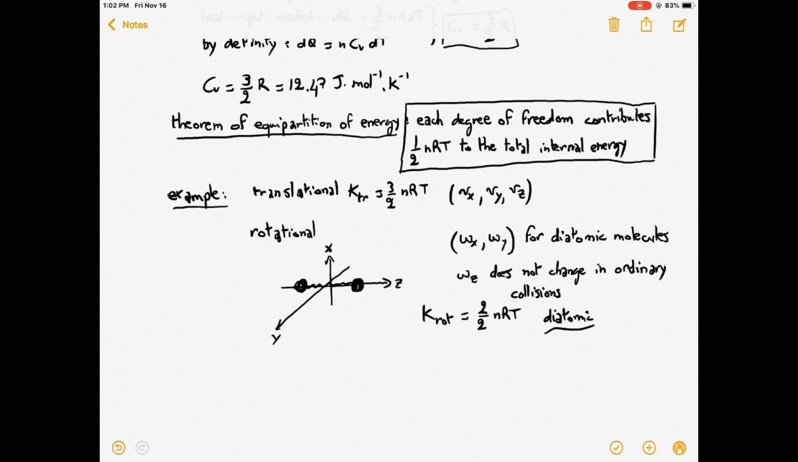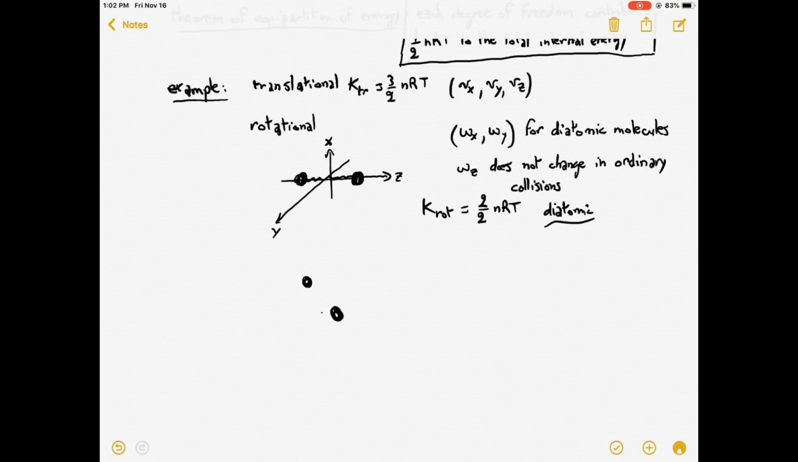If you have a polyatomic molecule, let's say a molecule like this, then rotation along this axis, or along this axis, all of them have to be counted because they can be modified during collisions. And so we are going to have 3/2 nRT corresponding to the 3 degrees of freedom of rotation along x, y, and z. So that is for polyatomic molecules.